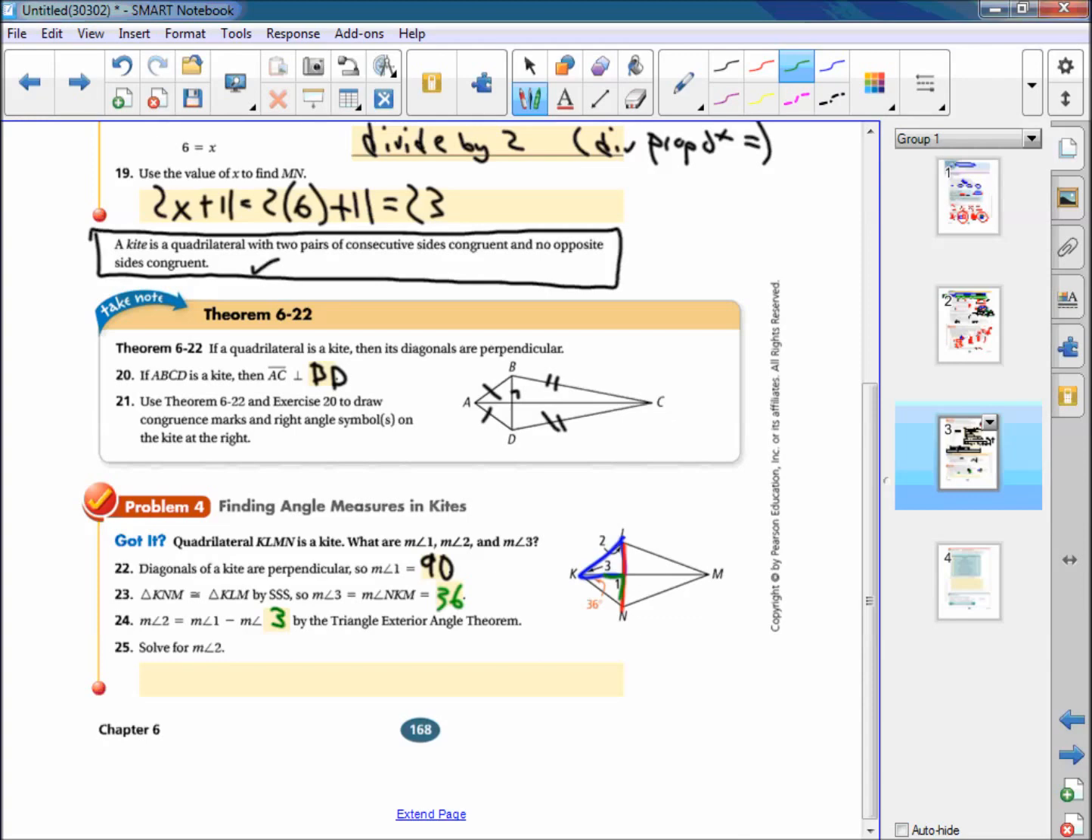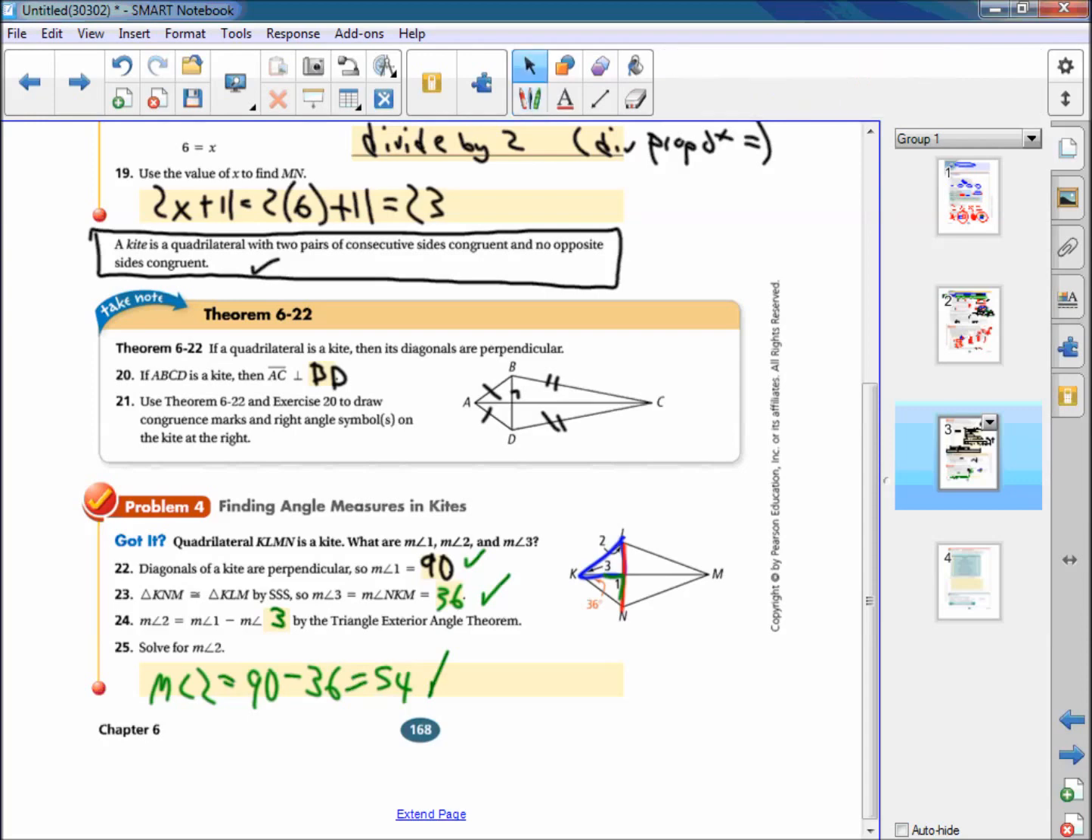Okay. So the measure of angle 2, we don't know yet, but we know angle 1 is 90 and angle 3 is 36. So 90 minus 36 is going to give me 54 for the measure of angle 2. So now we have all three. We have 90 because the diagonals have to be perpendicular. We have 36 because the two triangles are congruent, and those are corresponding parts. And we have 54 by using the exterior angle theorem, although you could have just used the blue triangle by itself, in which case you knew the 36 and the 90, so you could have subtracted from 180 to get the extra angle 2.